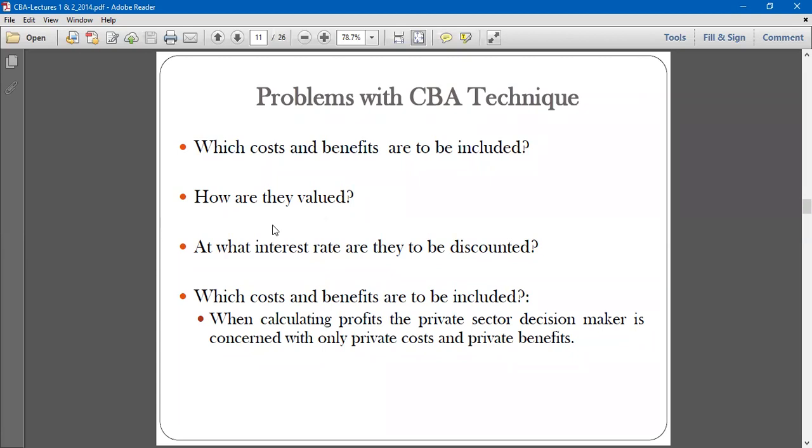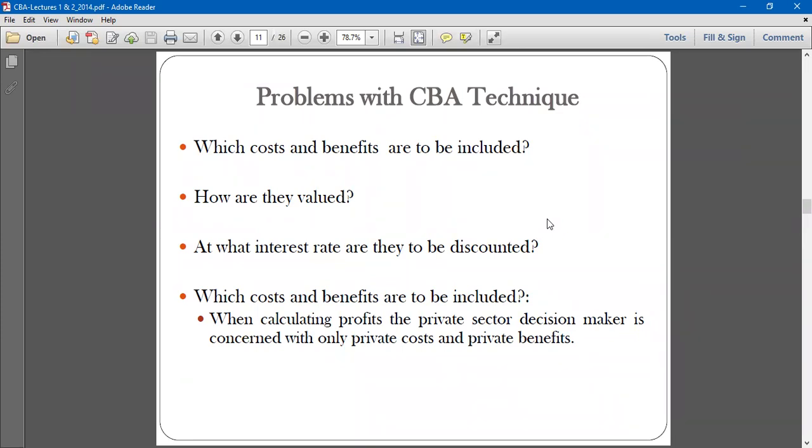And because most of the times the projects go into the future, we have to discount them. We have to discount the impact, the cost, and the benefit. What interest rates are we going to use to discount it? That one too is another issue.